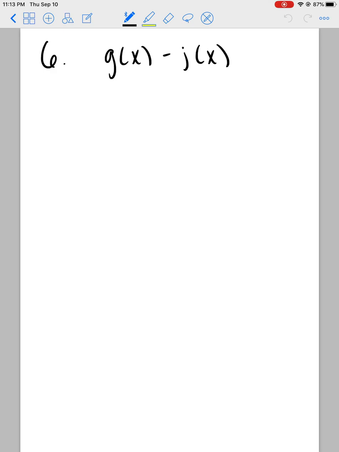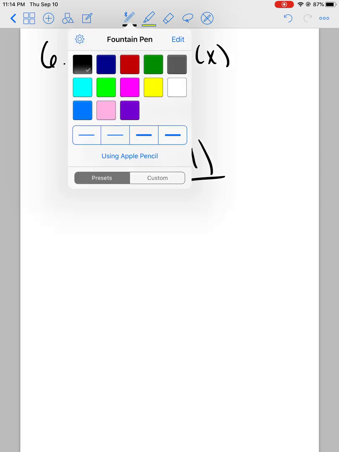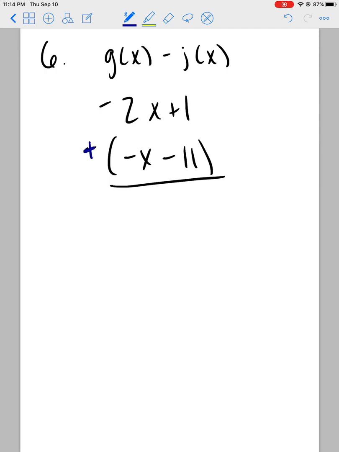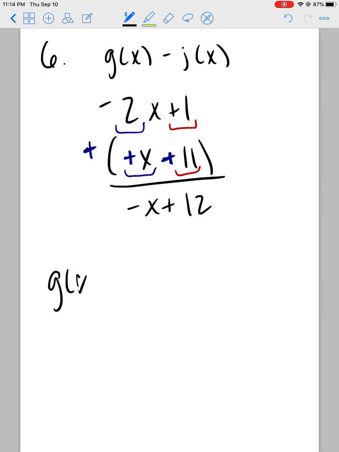And here is the last and final one. g of x minus j of x. g of x is negative 2x plus 1 minus negative x minus 11. Once again, let's flip these signs so these all become positives. Let's go ahead and separate out our like variables. So 1 plus 11 is 12, and negative 2x plus x is negative x. So we have g of x minus j of x equals negative x plus 12. And we're done.